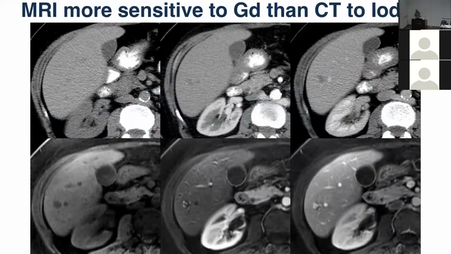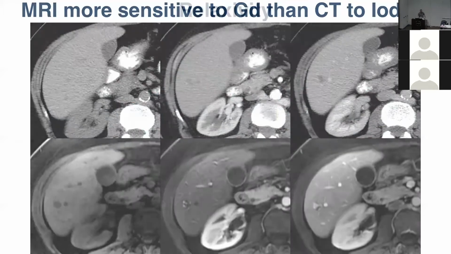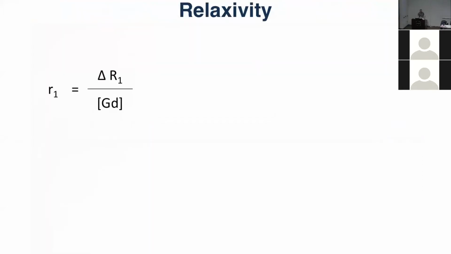So for those of you who are radiologists, trust me, this is a slam dunk diagnosis of a hemangioma. This is a much harder diagnosis of hemangioma on CT, because it's much harder to see the iodine on CT than it is to see the gadolinium on MRI, because of the amplification effect on MRI that's not present on CT. Now there's something called relaxivity.